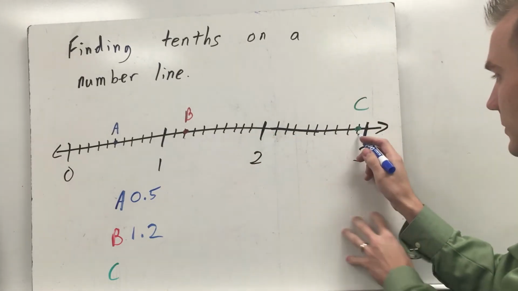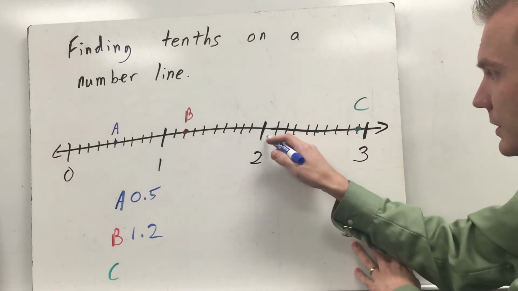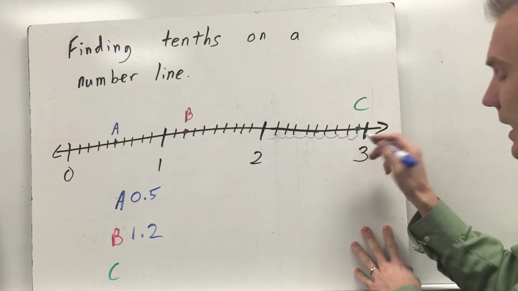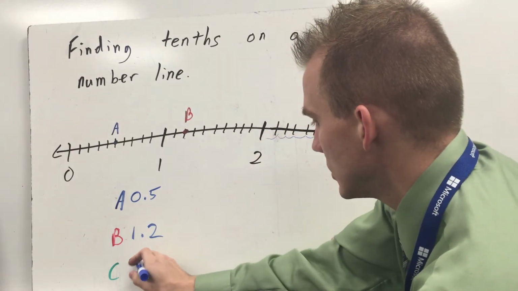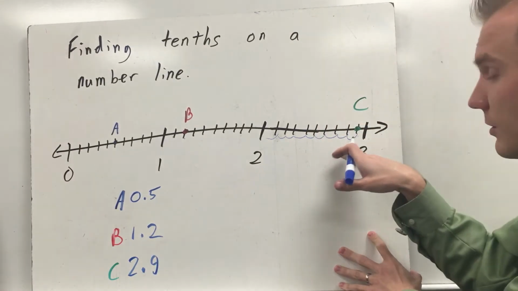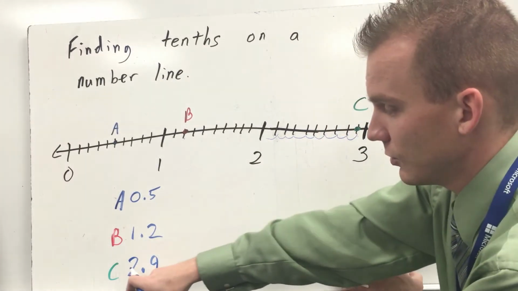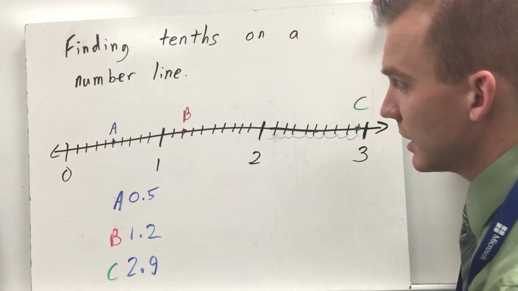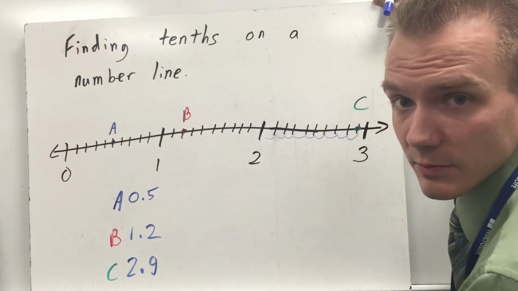And then C is going to be before 3, but after 2, and it's 1, 2, 3, 4, 5, 6, 7, 8, 9. 9 tenths, so it would be 2 and 9 tenths. You look at your whole number, and you figure out how many tenths, and you do 2.9. And that's for tenths. Hundredths would do the same thing. You do the whole number, but you'll have an extra decimal place.